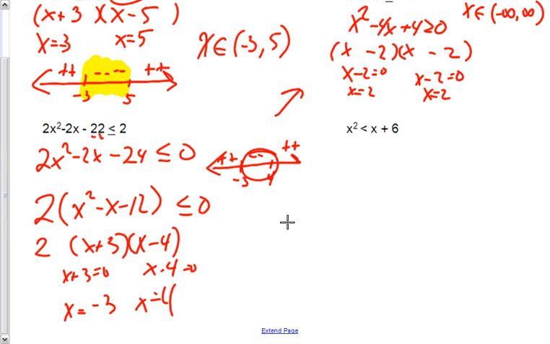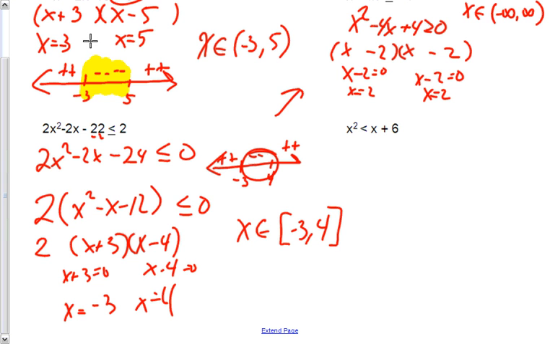that range right there. However, can I include the endpoints this time? It says equal to, so the roots are included. So negative 3 to 4. All right. So far so good.